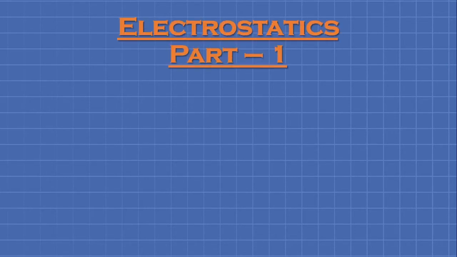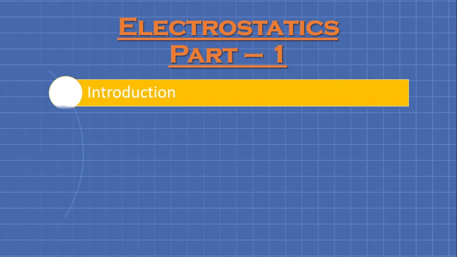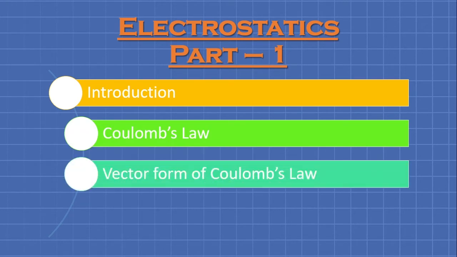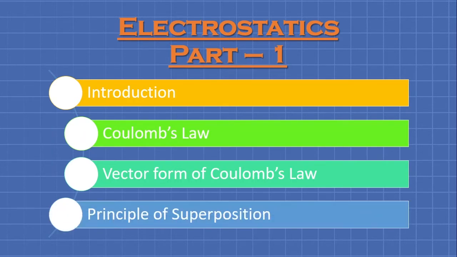We have covered different phenomena related with vector algebra. We have also seen the types of coordinate system. I request you to refer to the previous videos of this channel for that part. Now we are going to start electrostatics, and we will cover some introduction, then Coulomb's law. After that we'll cover the vector form of Coulomb's law and finally the principle of superposition for this video. So let us begin.